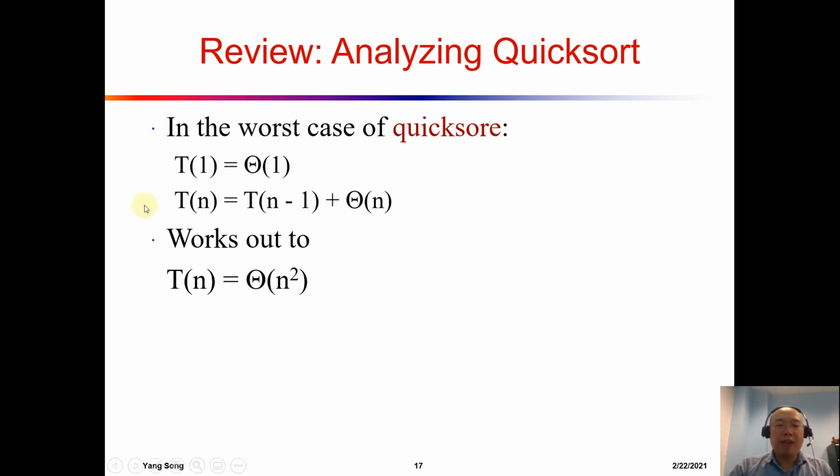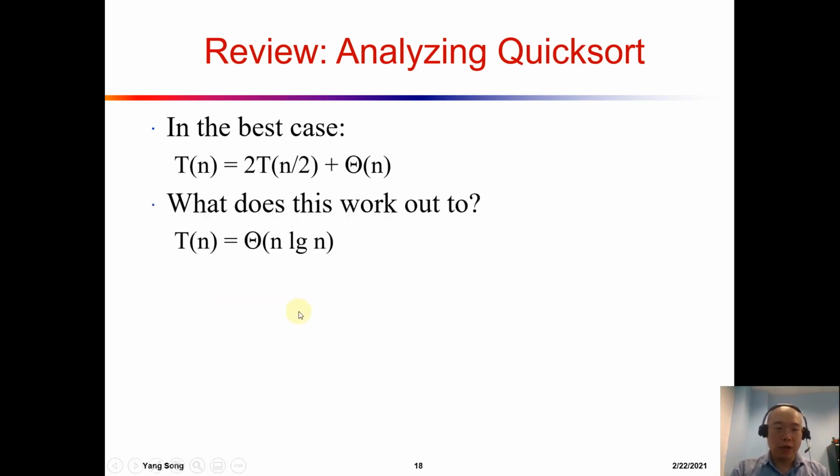And so we have T(n) = T(n minus 1) + theta n. So this is not divide and conquer, this is more of a getting-one-step-closer process. So this will work out as theta n squared. And for the best case, we always have a 50% to 50% partition. If we keep doing that, we have T(n) = 2T(n/2) + theta n, and this will work out to be theta n log n. So that's the best case.